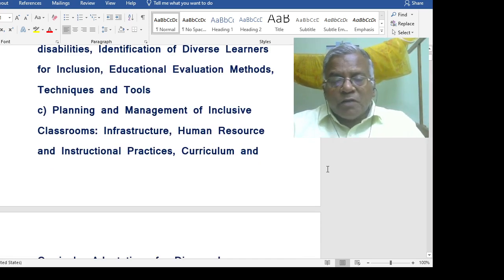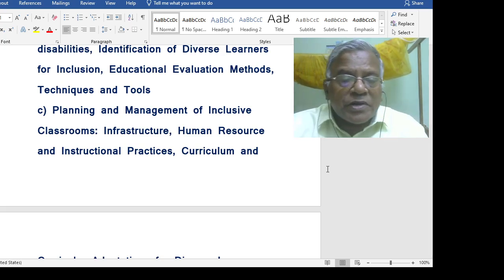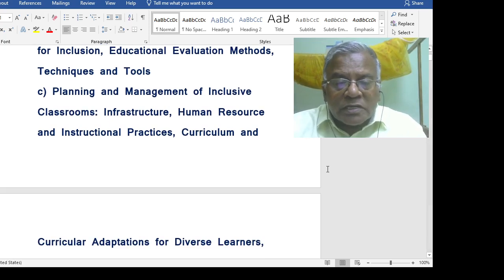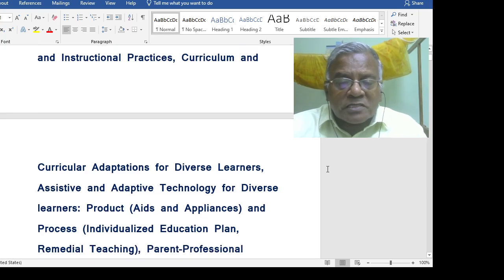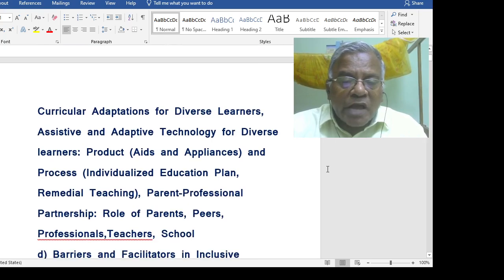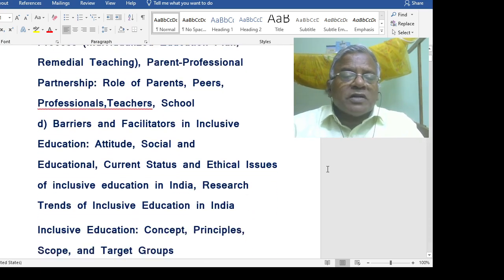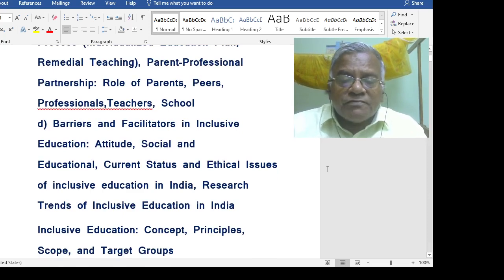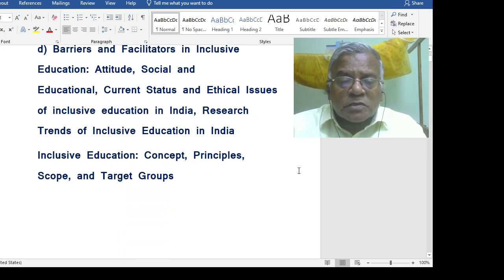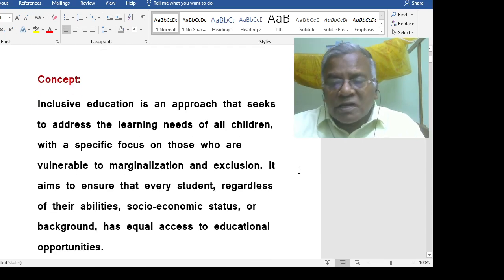This is part C. In part C, we have these topics: planning and management of inclusive classrooms, infrastructure, human resource and instructional practices, curriculum and curricular adaptations for diverse learners, assistive and adaptive technology for diverse learners, product, aids and appliances, and process, individualized education plan, remedial teaching, parent-professional partnership, role of parents, peers, professionals, teachers, school. In part D, we have these topics: barriers and facilitators in inclusive education, attitude, social and educational, current status and ethical issues of inclusive education in India, research trends of inclusive education in India, inclusive education concept, principles, scope and target groups. Now let us enter into the topic as such.